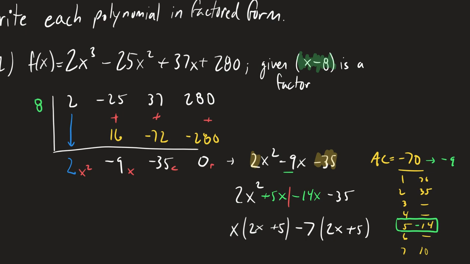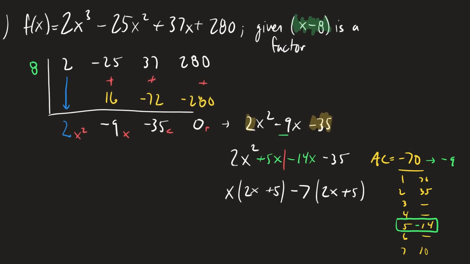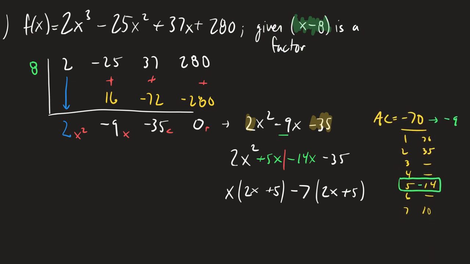And then these two binomials being the same tells us we're on the right path. Let me group everything again. And then the 2x plus 5, those come together. The x minus 7 goes together. And don't forget about that original factor that we were given, the x minus 8.